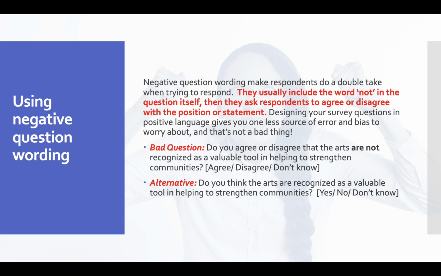All right, negative question wording. Negative question wording makes respondents do a double take when trying to respond. So this means they usually include a not in the question, then they ask the respondents to agree or disagree. So when you have a not in there, you don't know exactly what you're asking me. It's a double negative. So do you agree or disagree that the arts are not recognized as a valuable tool?